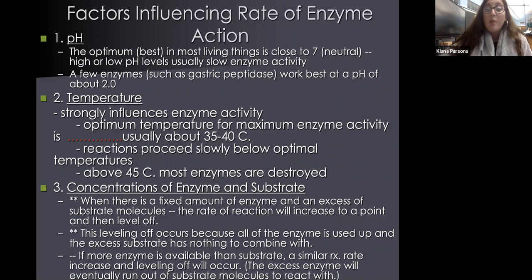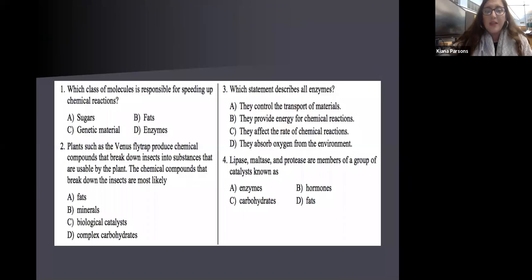If more enzyme is available than substrate, a similar reaction rate increase and leveling off will occur, because the increased amount of enzyme will react with all of the substrate at once, so there won't be multiple enzyme substrate bindings. Instead, all the substrate will be used up really quickly, and then again, a leveling off will occur because there's no more substrate. Then the excess enzyme will eventually run out of substrate molecules to react with and wait for more substrate to be introduced.